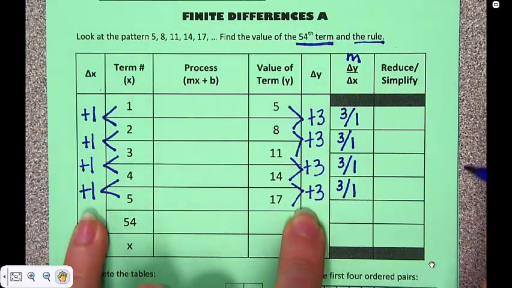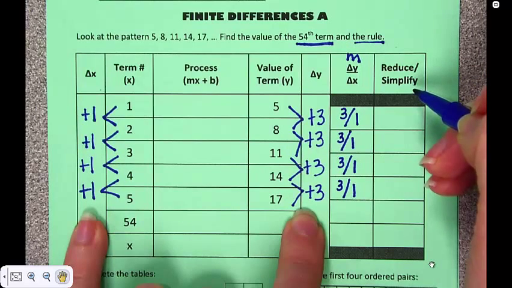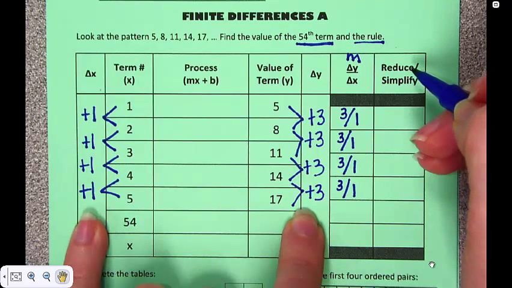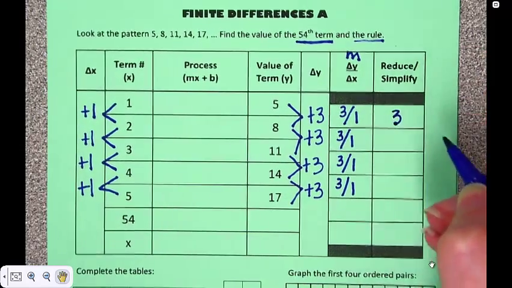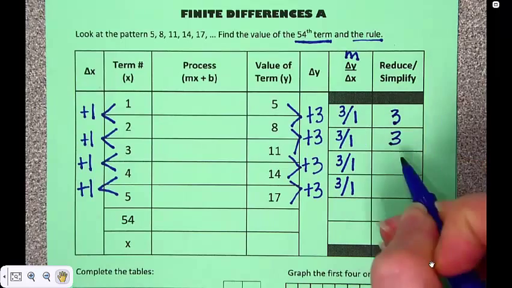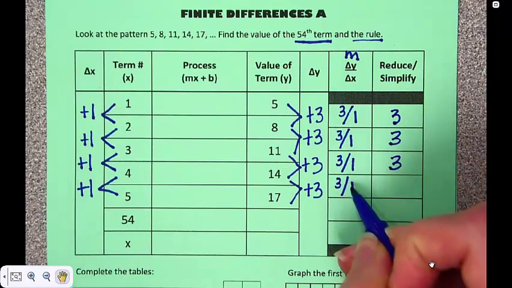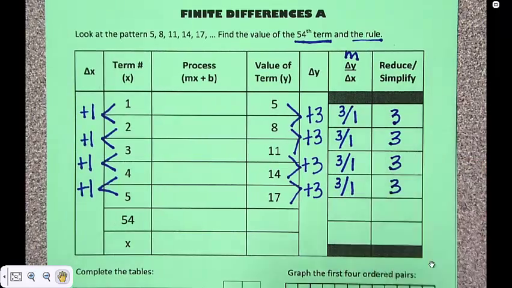Now, in our next column, we're going to reduce, and we simplify our fractions by actually reducing them. So 3 divided by 1 is 3. 3 divided by 1, 3. 3 divided by 1, 3. And 3 divided by 1, 3. This gives us our m value.